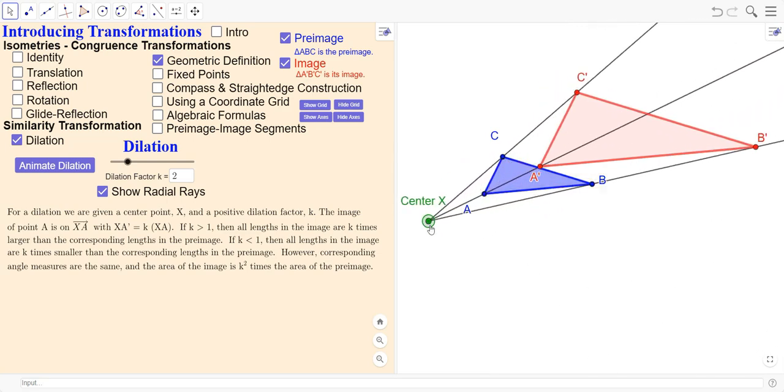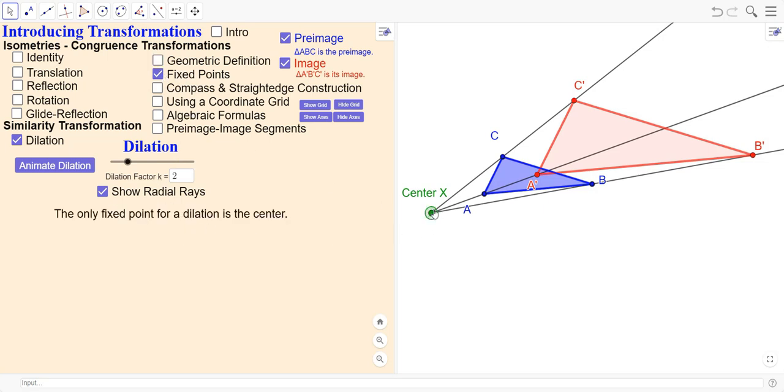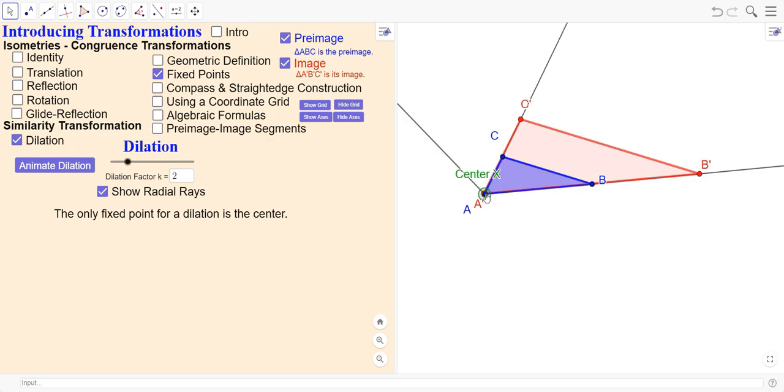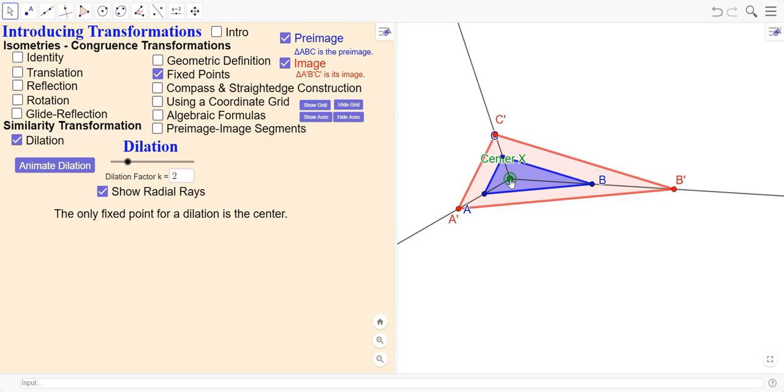Now notice what points are fixed. The only fixed point is the center of the dilation. So if the center happens to be, say, one of the points on the figure, that particular point is fixed.